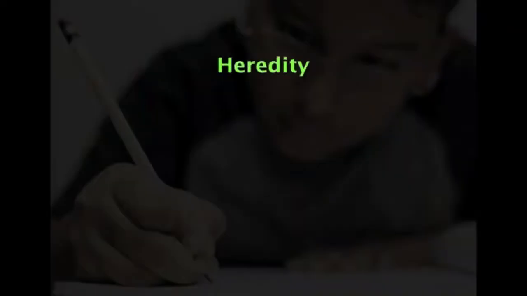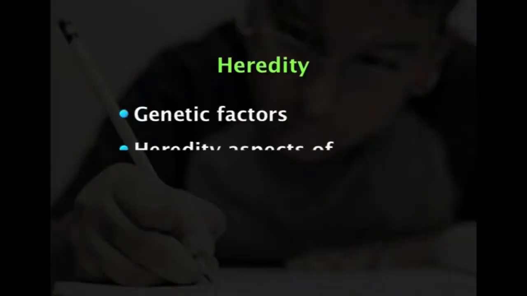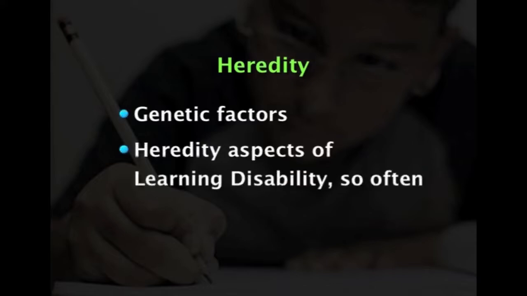Now let's see the factors due to heredity. Heredity means the genetic factors. Heredity aspects of LD, that is learning disability, so often run in the family. It is not uncommon to find people with learning disability who have parents, children, and other relatives with similar difficulties.